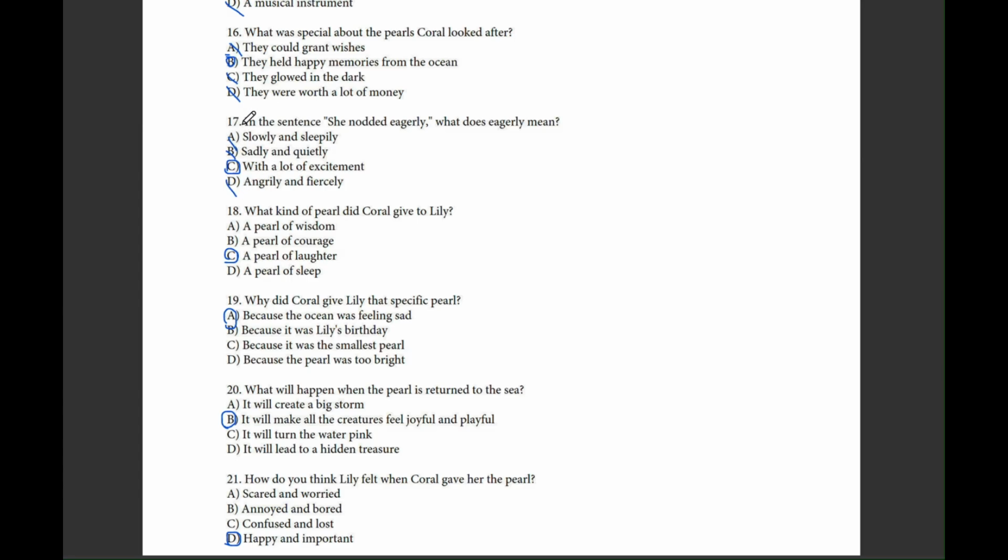The correct answer is C, with a lot of excitement. This is because, as the explanation tells us, eagerly means keenly and excitedly.